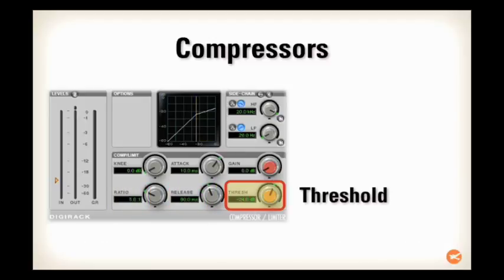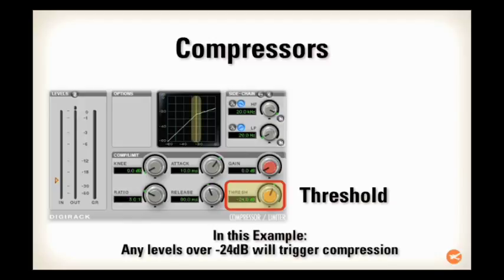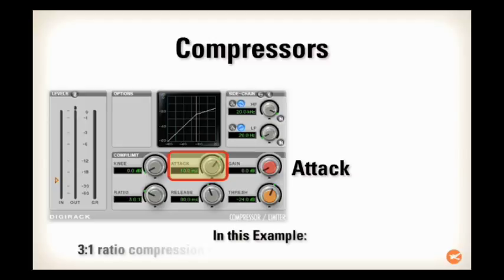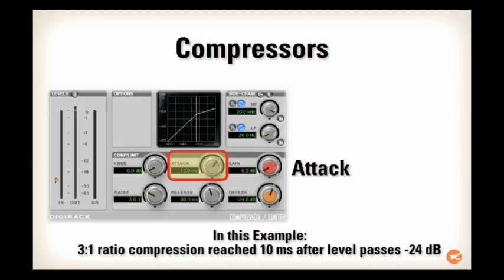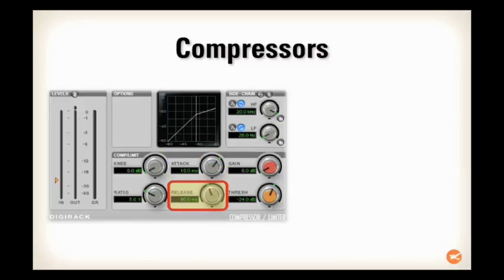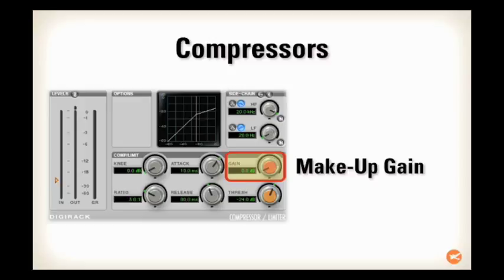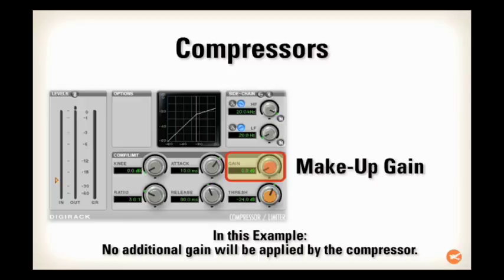The threshold sets the level in dB at which gain reduction will begin. The attack defines the amount of time, in milliseconds, that it takes the compressor to reach its maximum level of gain reduction. The release controls the amount of time, in milliseconds, that it takes the compressor to stop working once the signal drops below the threshold. The makeup gain is used to raise the output level, in dB, after a signal's amplitude has been reduced from compression.